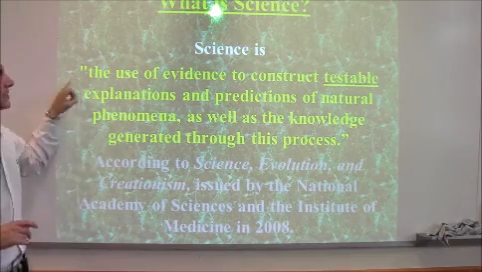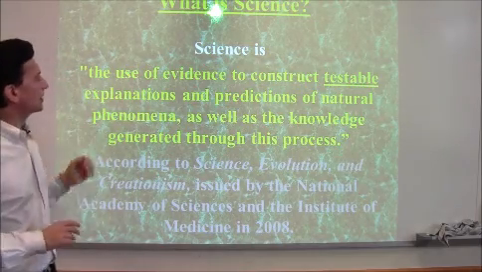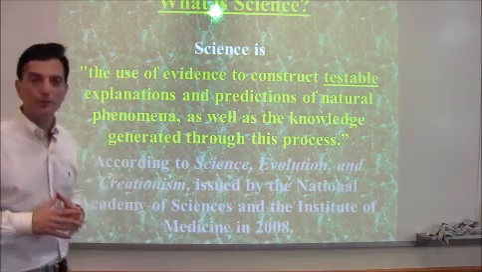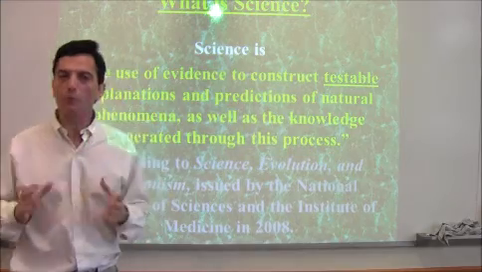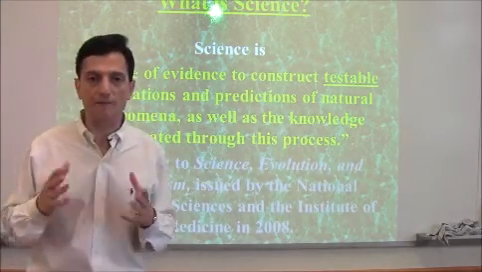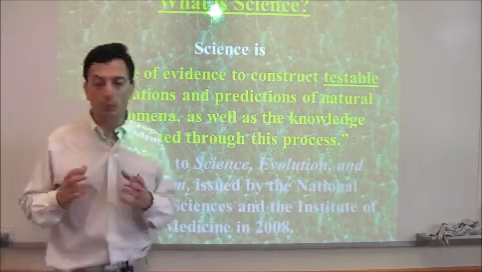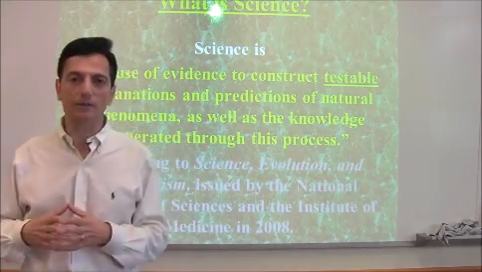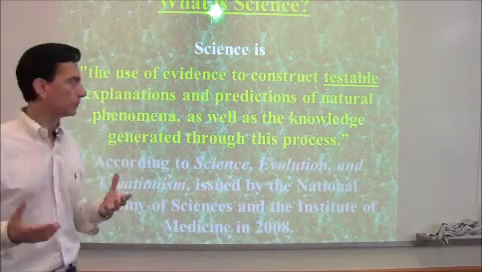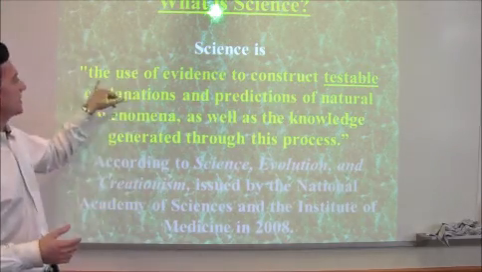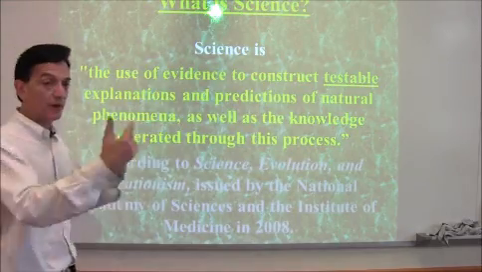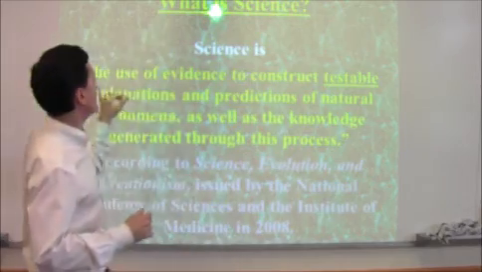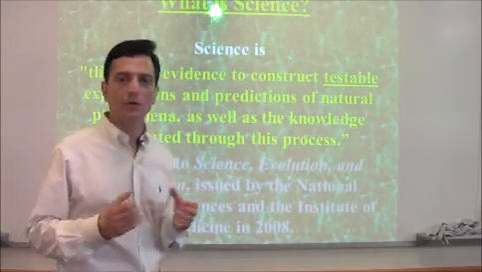Science is the use of evidence to construct testable explanations and predictions of natural phenomena, as well as the knowledge generated through this process. So there are two important ideas going on in that relatively straightforward definition. On the one hand, we have something that's very verb-like, and on the other hand, we have something that's very noun-like. We start out with something that's verb-like, that is, an action. Science is the use of evidence to construct testable explanations and predictions. So we're doing something. We're using evidence to construct. There's a lot of action going on there.